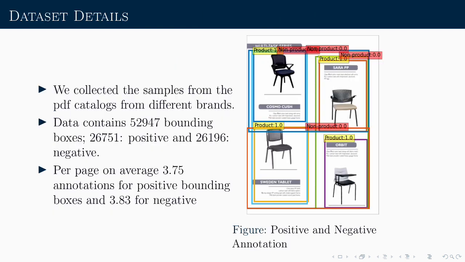To construct our dataset, we collected samples from PDF catalogs from different brands, and the dataset contains 52,000 bounding boxes, where 26,000 are positive and 26,000 are negative. So on average per page, we have 3 annotations for positive bounding boxes and 3.83 for negative bounding boxes.